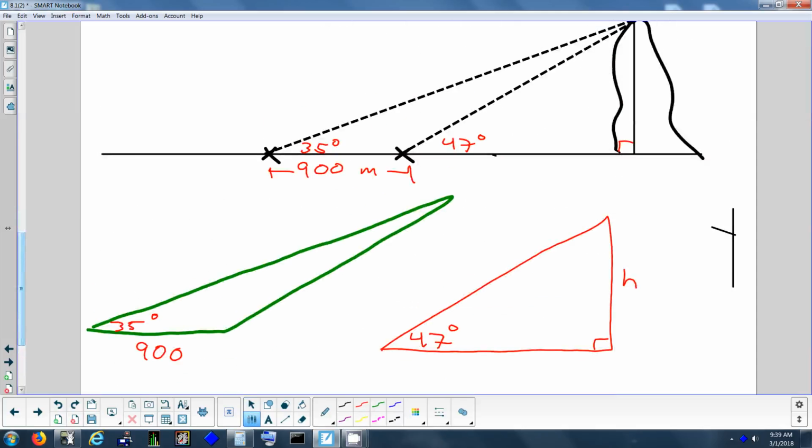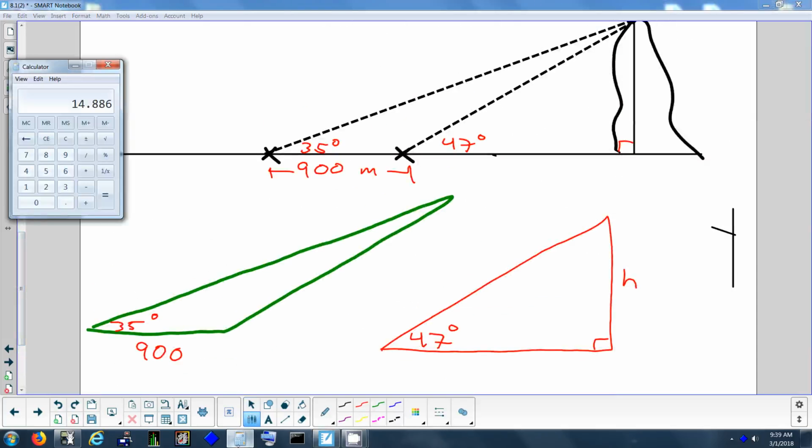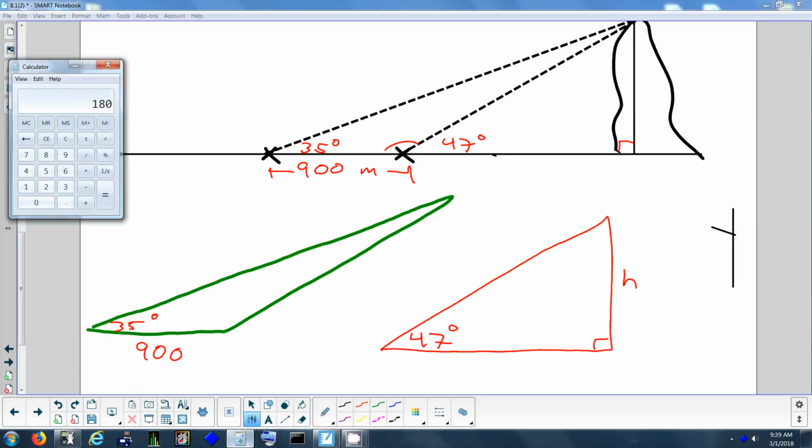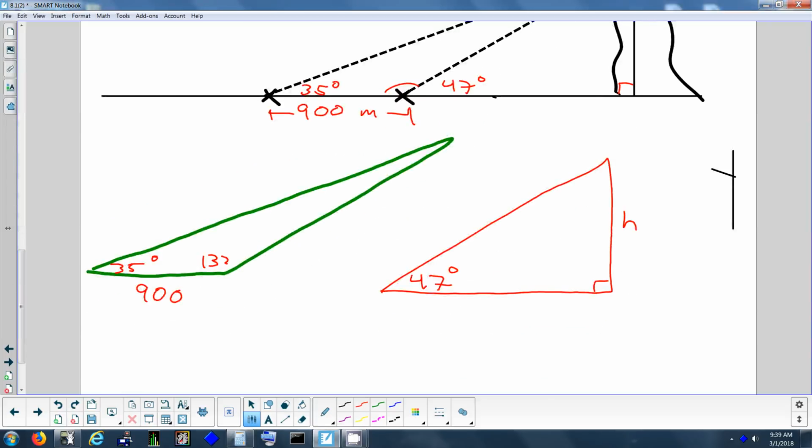You can find the angle at the bottom right. Yep, we can find the one at the bottom because this angle and 47 form a linear pair, so they add up to 180. So 180 minus 47 gives me 133. And now what else can I find?